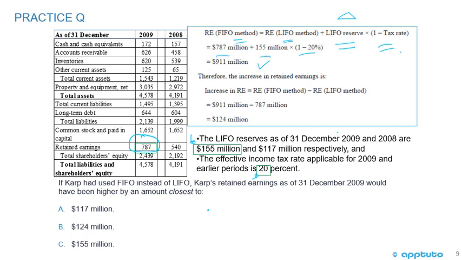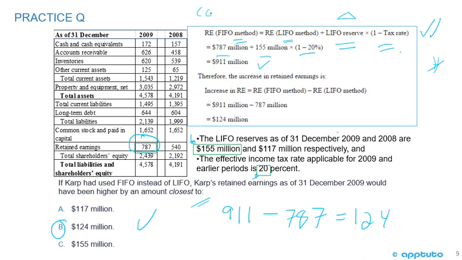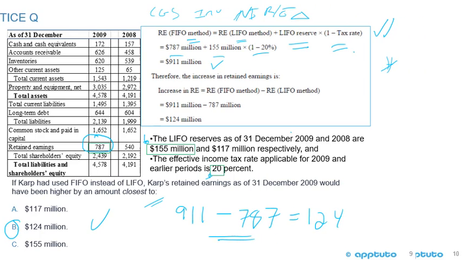But again, it's looking for the higher by, the difference. So you're going to have to do 911 minus 787, and that's going to equal 124. So the correct answer is B. Again, this question, if you've been going through all the LOS, should not be too difficult. It's pointing out the fact that you have to memorize these formulas for how you adjust for cost of goods sold, inventory, net income, and retained earnings. And it's not too difficult if you practice it a little bit.